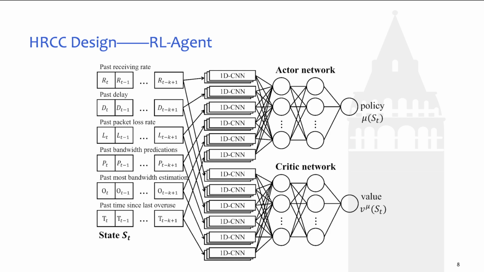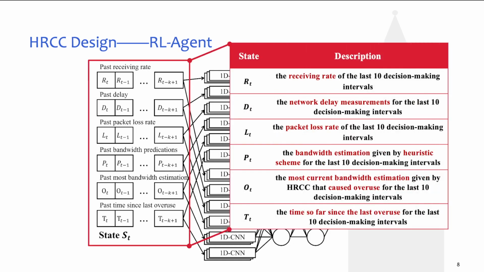After every step of receiving RTP packets, the RL agent takes a 6-dimension vector S_t. The state vector includes the measurements of the receiving rate, delay, packet loss rate, bandwidth predictions, the most current bandwidth estimation given by HRCC, the cost overuse for the last 10 decision-making intervals, and the time since the last overuse for the last 10 decision-making intervals. The more detailed information about the HRCC modules can be found in the paper.